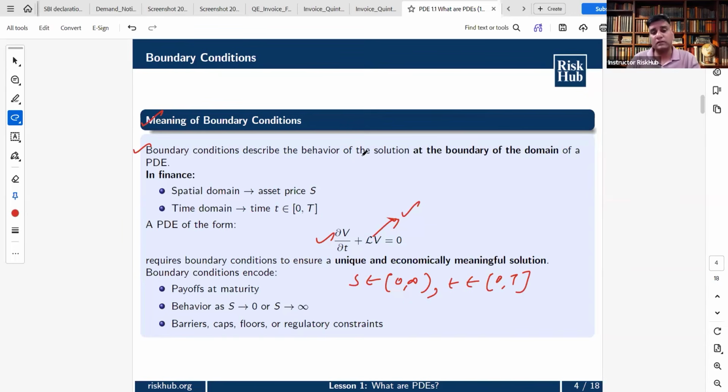So a boundary condition describes the behavior of the solution at the boundary of the domain of a PDE. In finance, the spatial domain is the asset price S, and the time domain falls into it. A PDE of this form requires boundary conditions to ensure a unique and economically meaningful solution. Boundary conditions include payoff at maturity, behavior as S tends to 0 and S tends to infinity, barriers, caps, floors, or regulatory constraints.